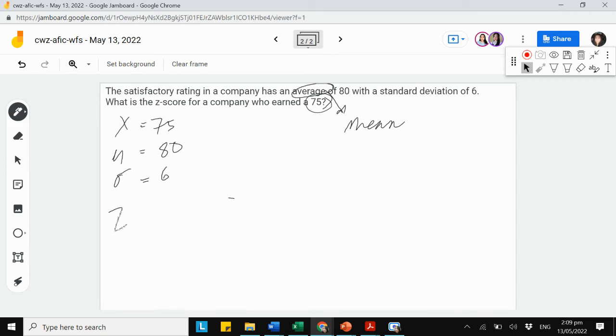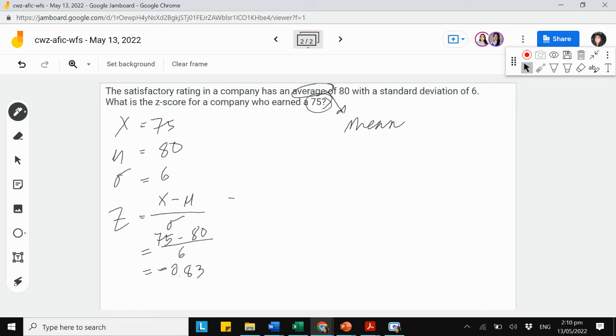Okay? So, using the formula, z is equal to x minus mean all over SD. So we substitute 75 minus 80 all over 6. That would be how much? This will be equal to 0.83. Yes, Alessandra? Negative 0.83. Okay, negative 0.83. So that's it.